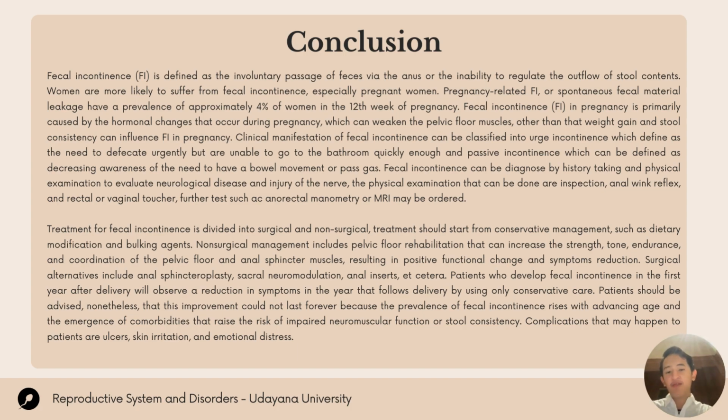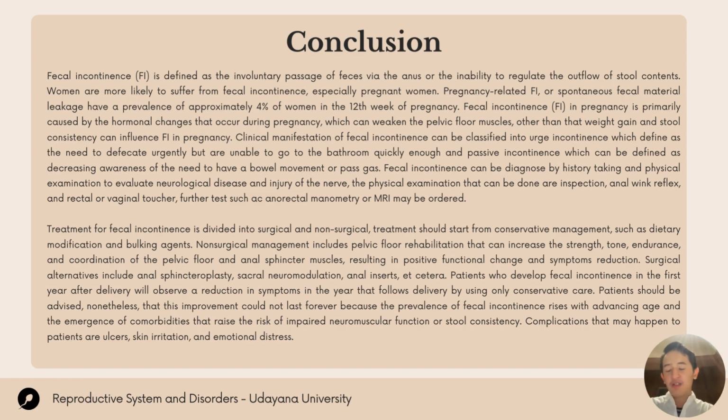Clinical manifestation of fecal incontinence can be classified into urge incontinence, which is defined as the need to defecate urgently but being unable to go to the bathroom quickly enough, and passive incontinence, which can be defined as decreasing awareness of the need to have a bowel movement or pass gas. Fecal incontinence can be diagnosed by history taking and physical examination to evaluate neurological disease and injury of the nerve. The physical examination that can be done are inspection, anal wink reflex, and rectal or vaginal toucher. Further tests such as anorectal manometry or MRI may be ordered.